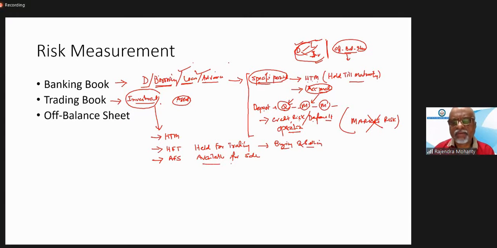AFS means available for sale, which means it is only for sale. No buying has to be done. For such a type of asset, the bank is not interested in buying. Whatever assets the bank has, the bank wants to sell them.